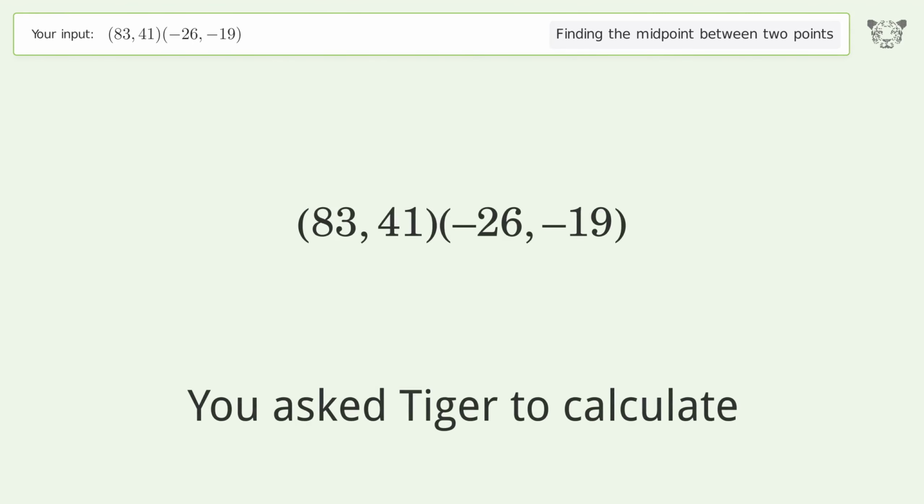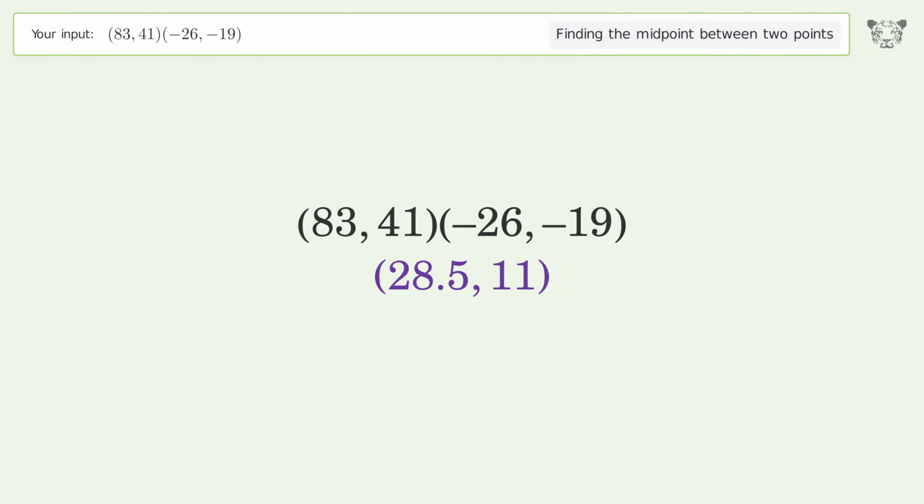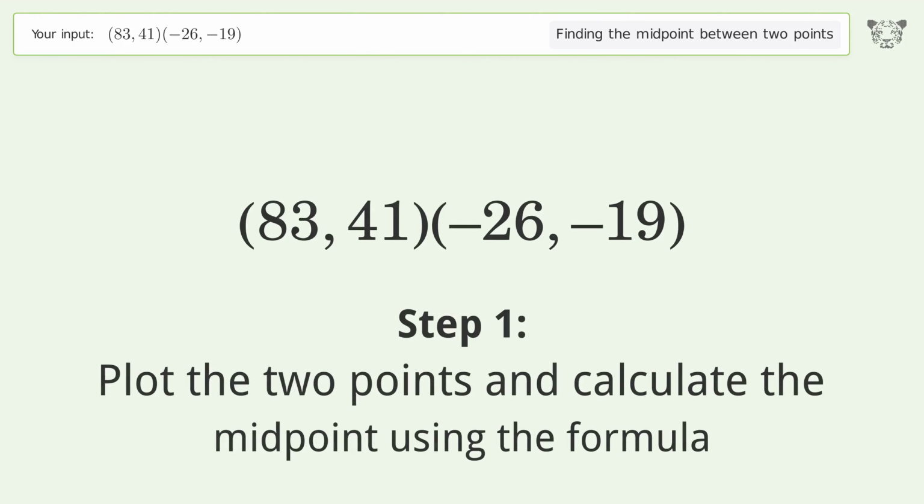You ask Tiger to calculate. This deals with finding the midpoint between 2 points. The midpoint between the 2 points is 28.5, 11. Let's solve it step by step. Plot the 2 points and calculate the midpoint using the formula.